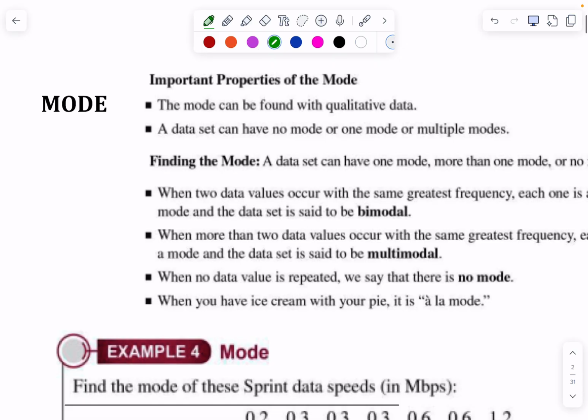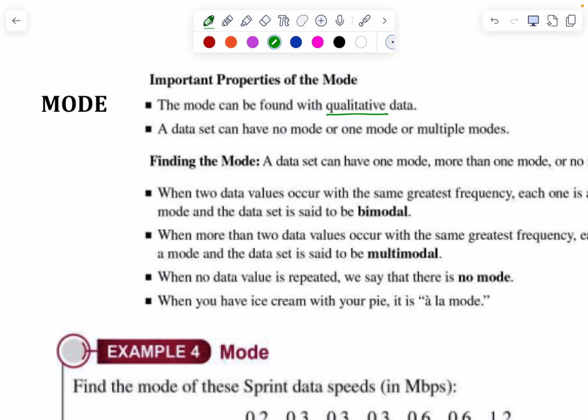The mode can be found with qualitative data. What does that mean? Categories, right? Like for eye color, is blue the most prevalent eye color in here? So we have a mode that is blue for eye color, because that is the most prevalent. So the mode can be found with categorical data, right?